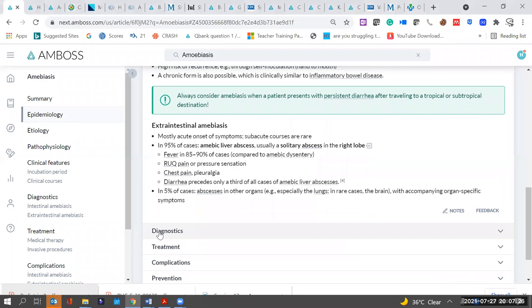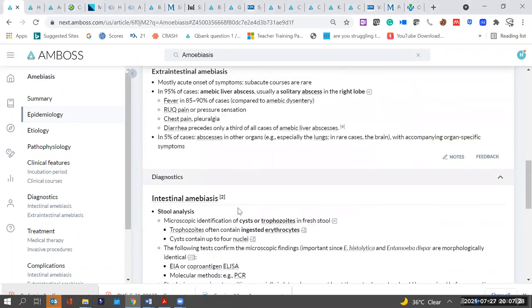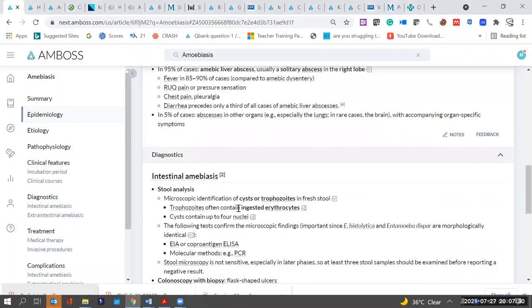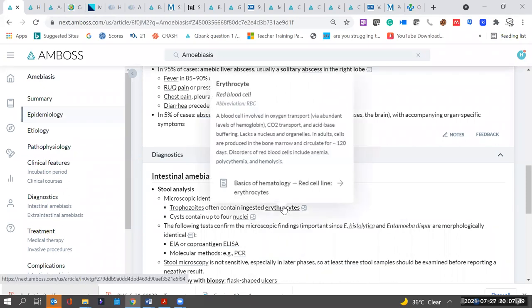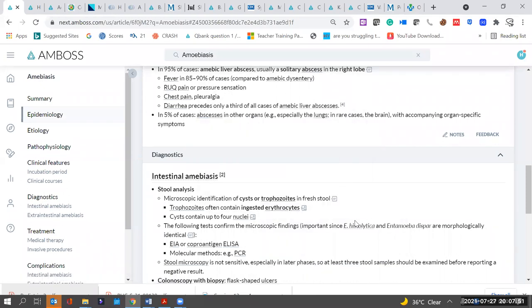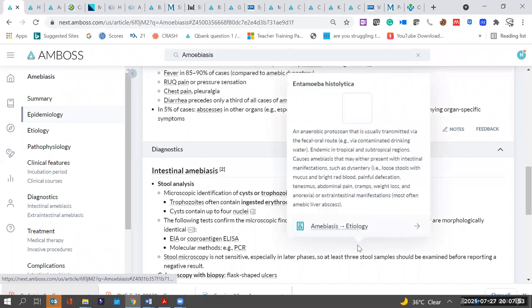So how are we going to diagnose these patients who have amoebiasis? Of course, we will go for the stool culture. We'll do the stool detailed report, stool DRN culture, and on performing this we will see cyst or trophozoite in fresh stool. Trophozoites often contain ingested erythrocytes. Cysts contain up to 4 nuclei. So based on the cyst or trophozoites of this protozoal infection, during the stool analysis we can easily diagnose.